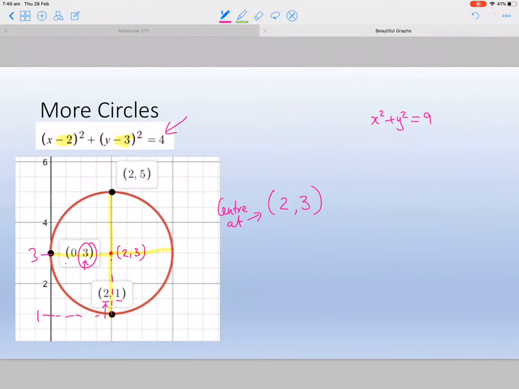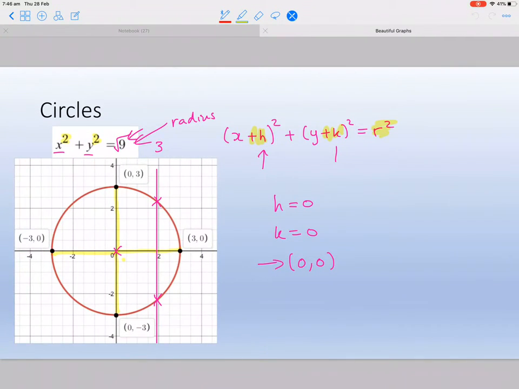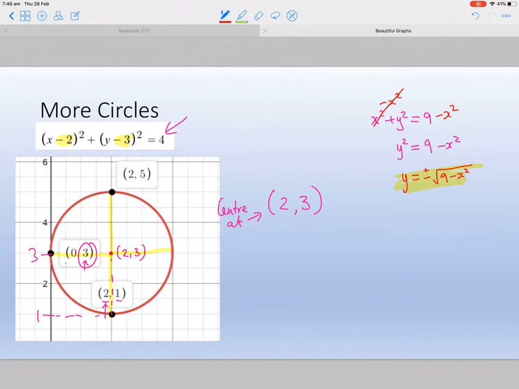So I'm going to rearrange for y. y squared equals 9 minus x squared. All I've done is taken away x squared from both sides. Now I want to get y by itself, so I'm going to go y equals plus or minus, because I've square rooted both sides, the square root of 9 minus x squared. Now this one is still the same circle that we have here. It's exactly the same.